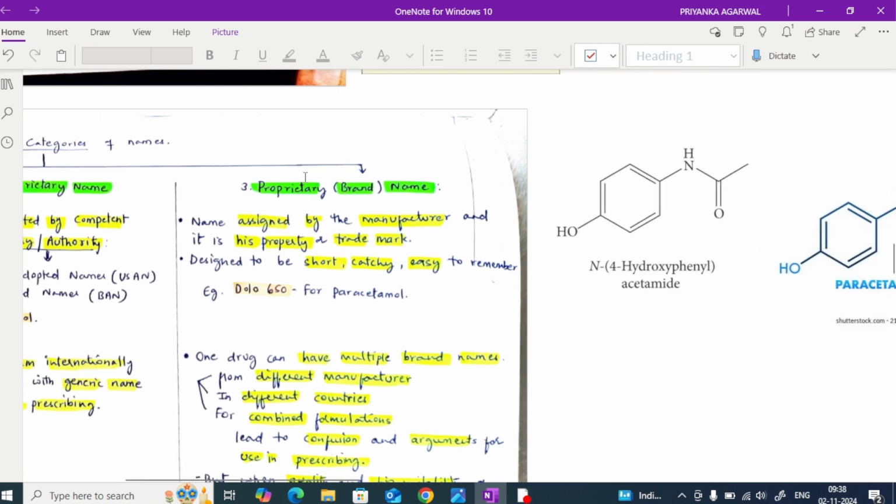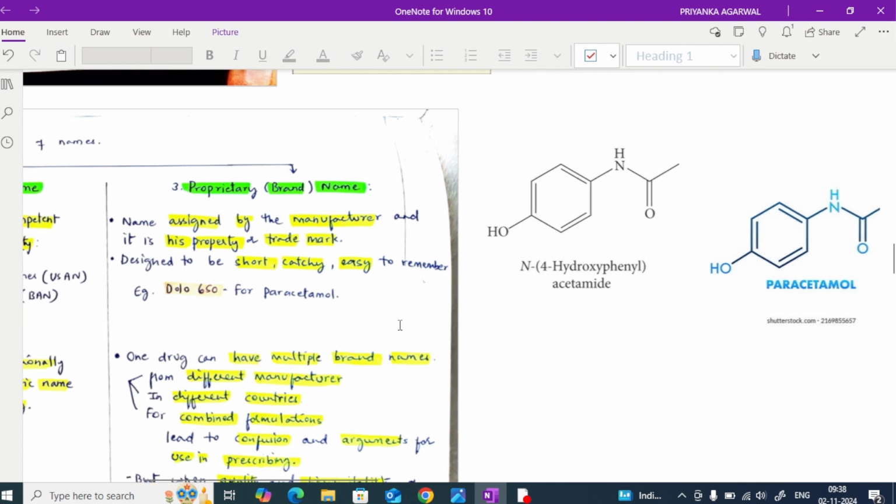Next, coming to proprietary name, so remember it like proprietary. So it is the property, okay, property of someone. So it is the name assigned by the manufacturer and it is his property or trademark. So it is designed to be short, catchy and easy to remember. For example, Dolo 650 for paracetamol.